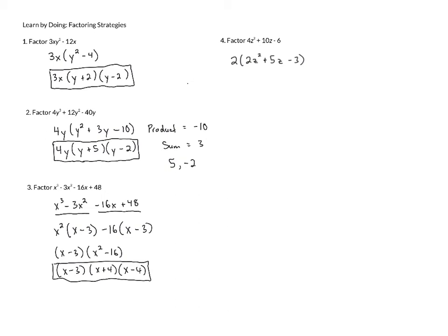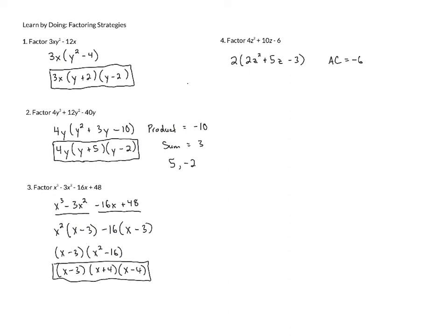Which factoring method should we use to factor 2z squared plus 5z minus 3? Because this is a trinomial that has a leading coefficient other than 1, we can either use the AC method or trial and check. Let's go through the AC method. In this case, what is the product AC? Here, A is 2 and C is negative 3. So in this case, the product AC is equal to negative 6.